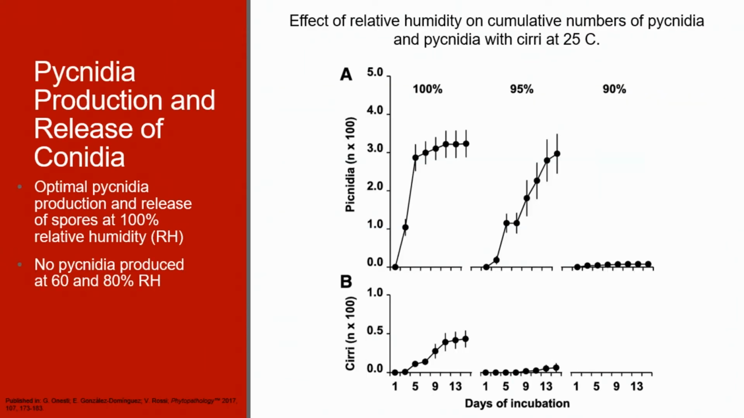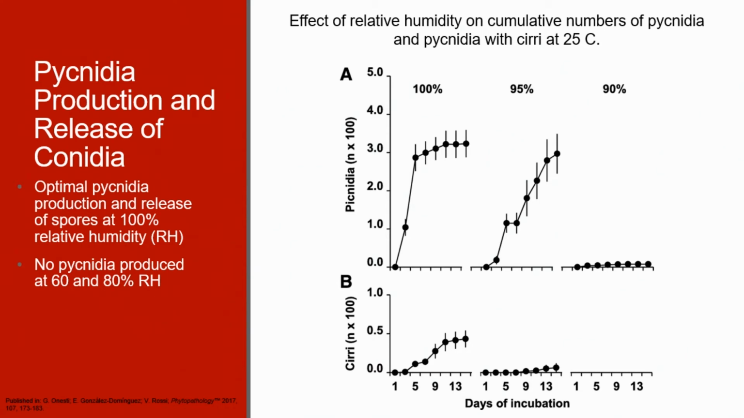Conidia, which typically function as secondary inoculum, also can serve as primary inoculum when released from overwintered mummies and cane lesions. The number of pycnidia produced and the number that release spores is dependent on percent relative humidity.